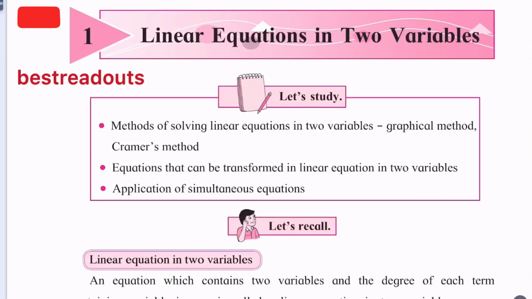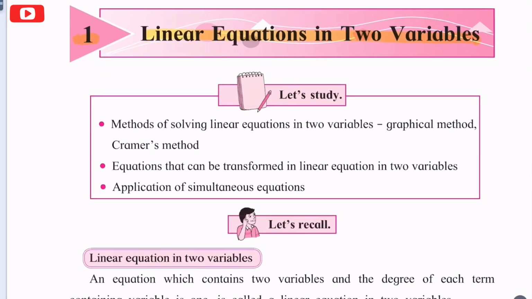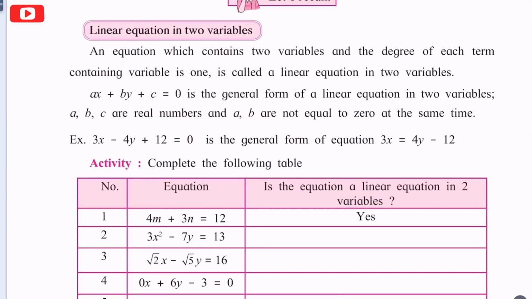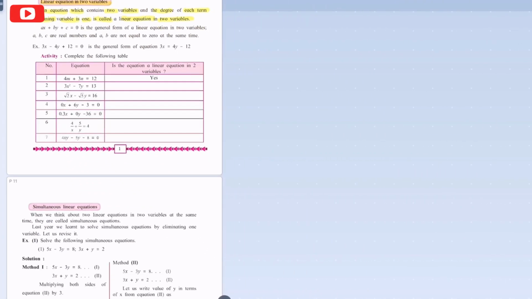Chapter 1: Linear Equations in Two Variables. Definition: Linear equation in two variables. An equation which contains two variables and the degree of each term containing variable is 1 is called a linear equation in two variables. Now let us see what is meant by degree.